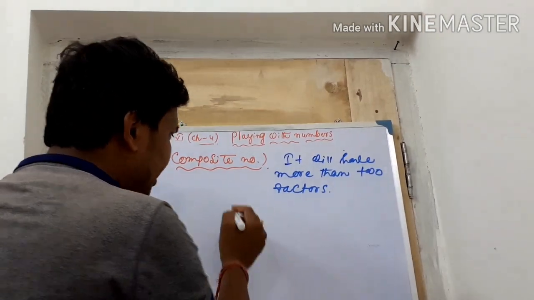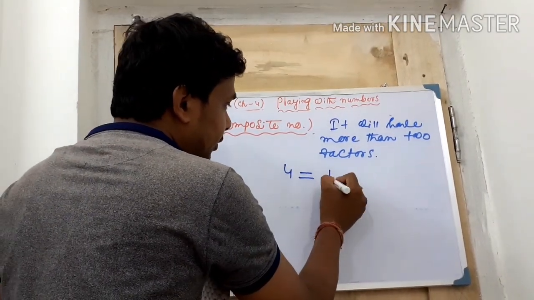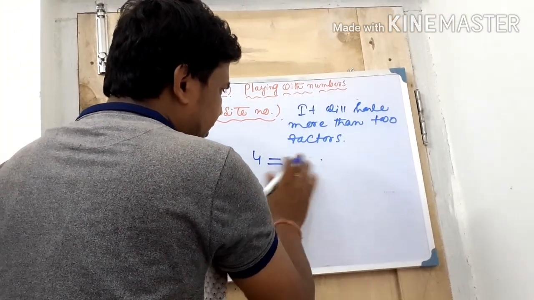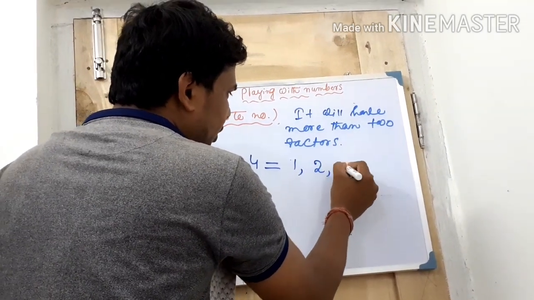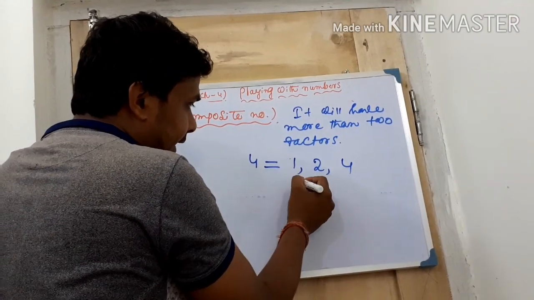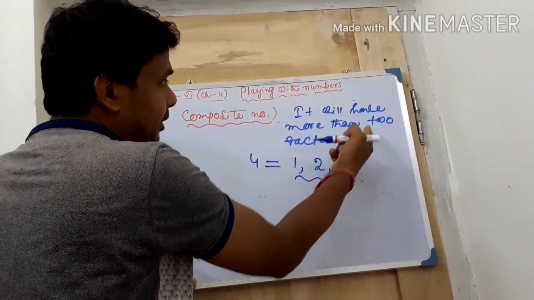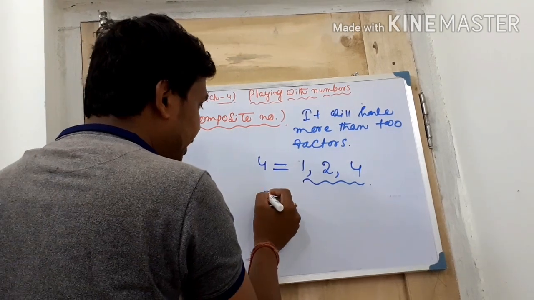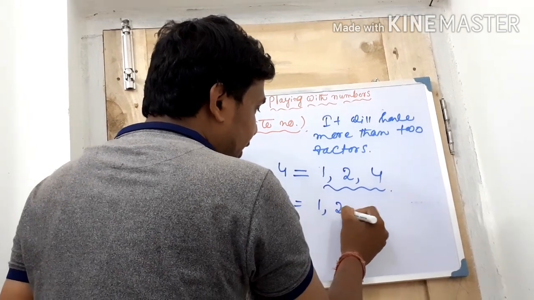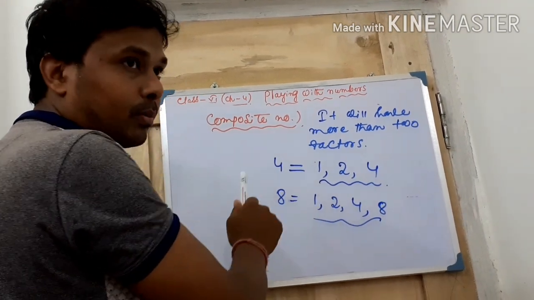That means, suppose you write down 4, then how many factors are there? The factors of 4 are 1, 2, 4. So definitely you can understand that there are 3 different factors. The definition is that it will have more than 2, so 3 factors means more than 2, so it is a composite number. Suppose you write down 8, then the factors are 1, 2, 4, 8. So 4 factors are there, so definitely 8 is a composite number.